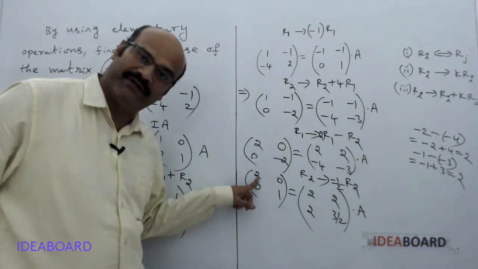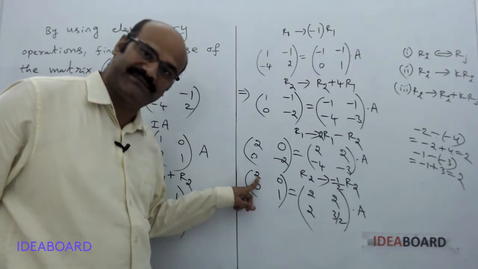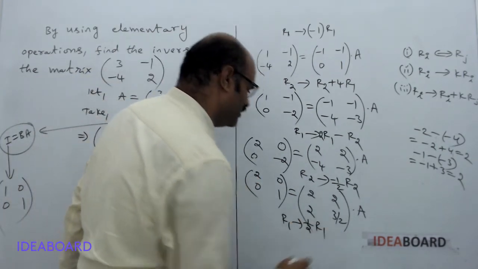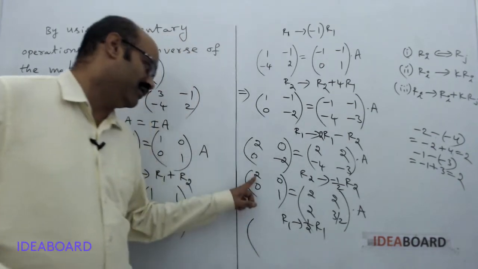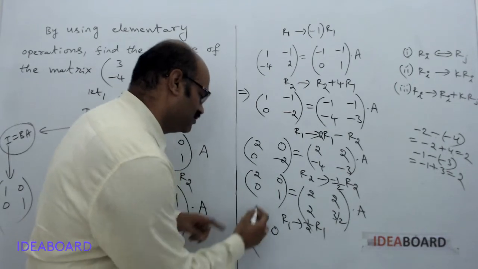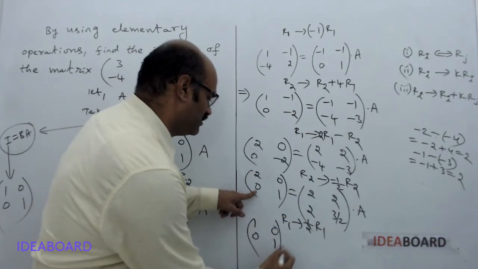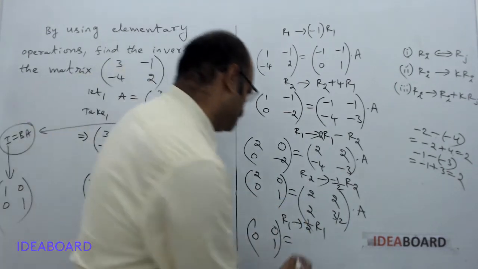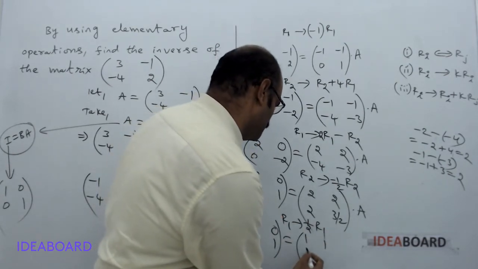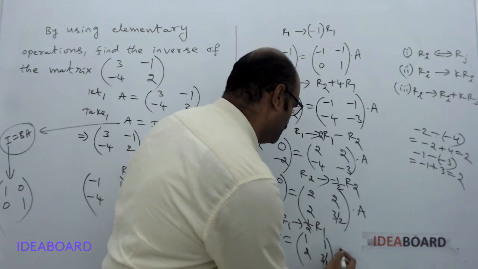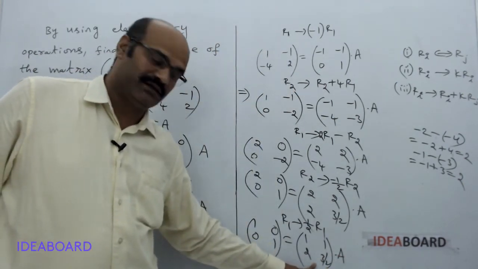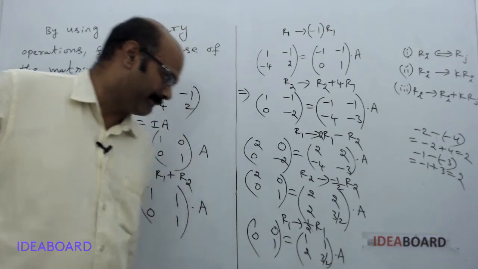In this place we have to get 1 here. So to get 1 in this place, we have to take R1 implies 1 by 2 into R1. So 1 by 2 into 2, 1. 1 by 2 into 0, 0. So no change in R2. 0, 1 equal to 1, 1, 2, 3 by 2 into A. Therefore, this is said to be the inverse of the given matrix A.